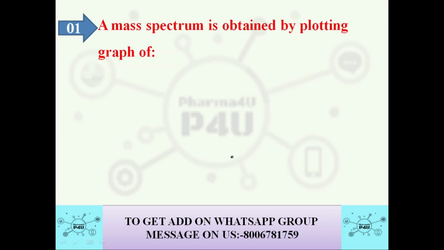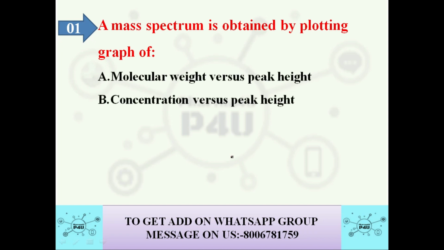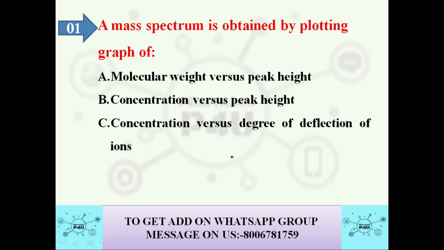A mass spectrum is obtained by plotting a graph of, options are: Option A is molecular weight versus peak weight. Option B is concentration versus peak height. Option C is concentration versus degree of deflection of ions, or Option D is abundance of ions versus their m by e ratio.